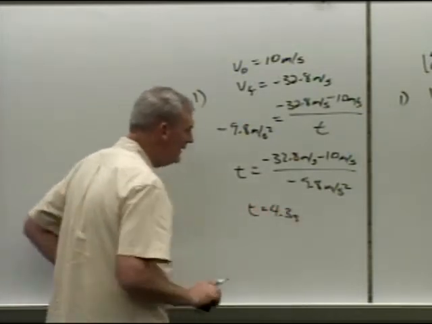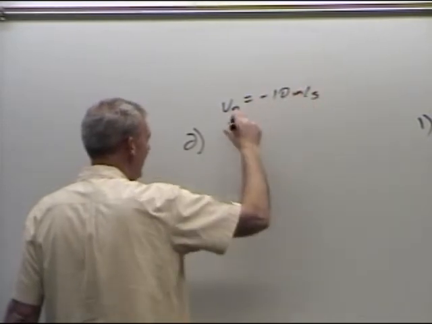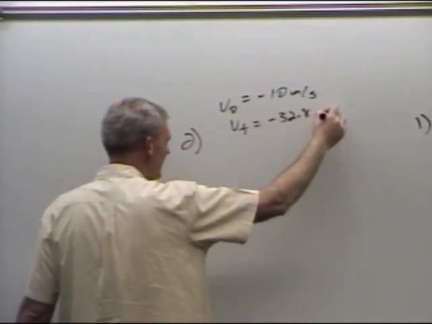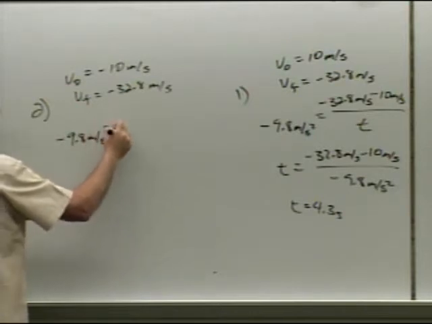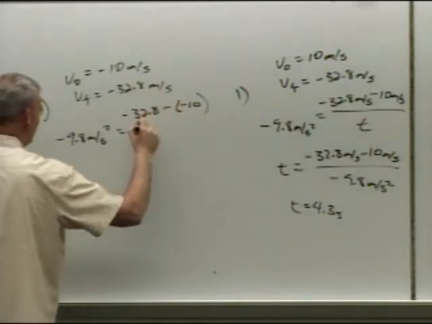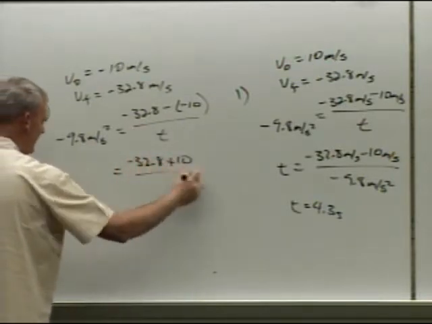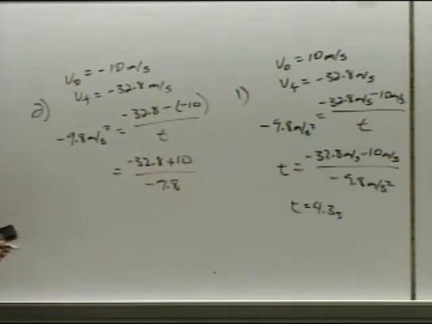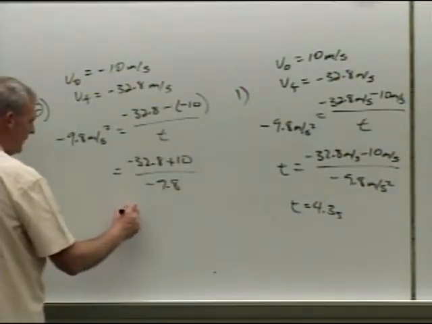About. This one, part two, where we have v naught equal to negative 10 meters per second, and v final equals negative 32.8 meters per second. The acceleration is negative 9.8 meters per second squared, which equals vf minus v naught, negative 32.8 minus negative 10, divided by t. So it flips around. So you get negative 32.8 plus 10 divided by negative 9.8. And that's going to be quite a bit smaller. So you get t equals 2.3 seconds, which makes sense to us.